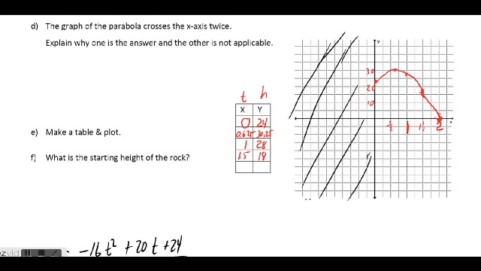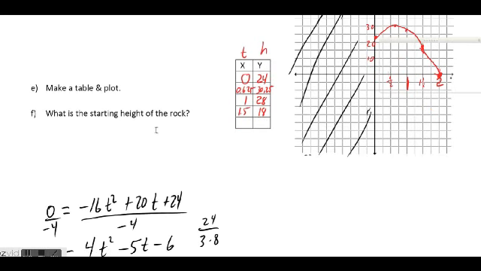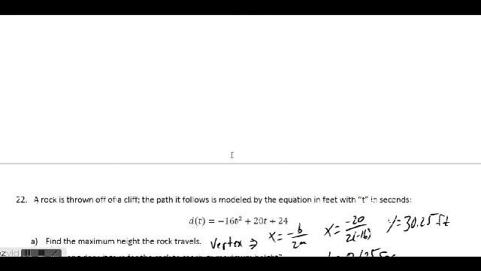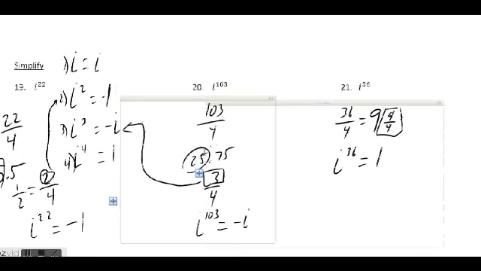I could have picked 1.75. I could have picked a few more, but we're just kind of going through it. What is the starting height of the rock? The starting height was right there. The starting height was 24 feet. So hopefully that all helped, hopefully these things helped here.